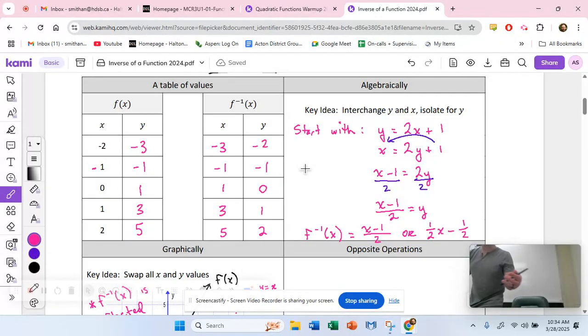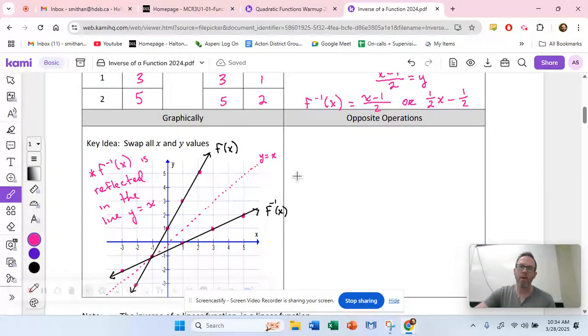The final way that you could think of an inverse function is using opposite operations. Let me show you what I mean by that. So in the original function, we started with an x value.